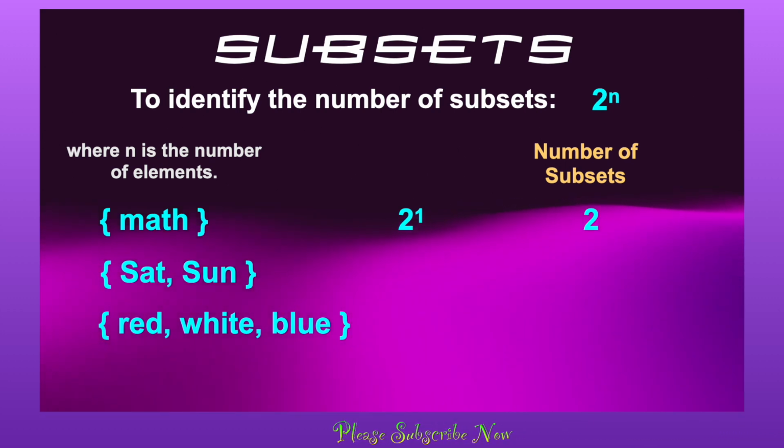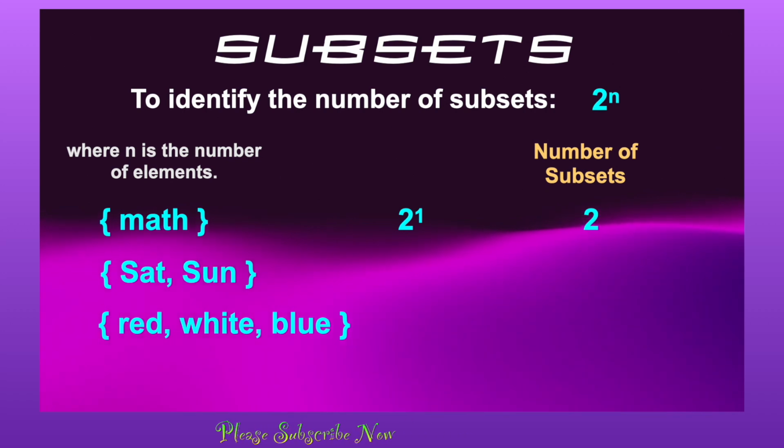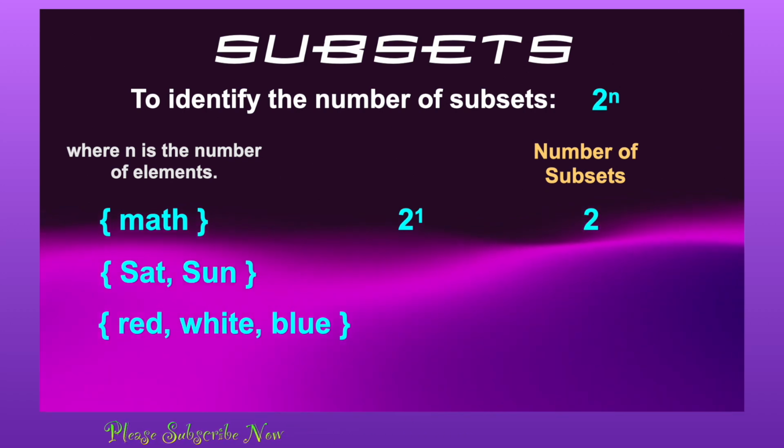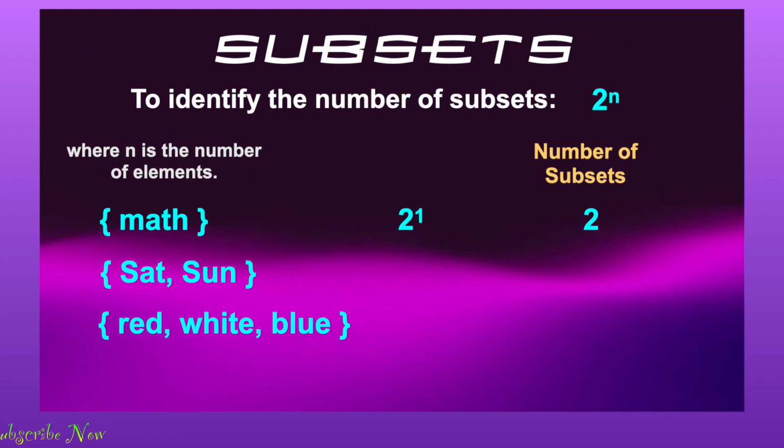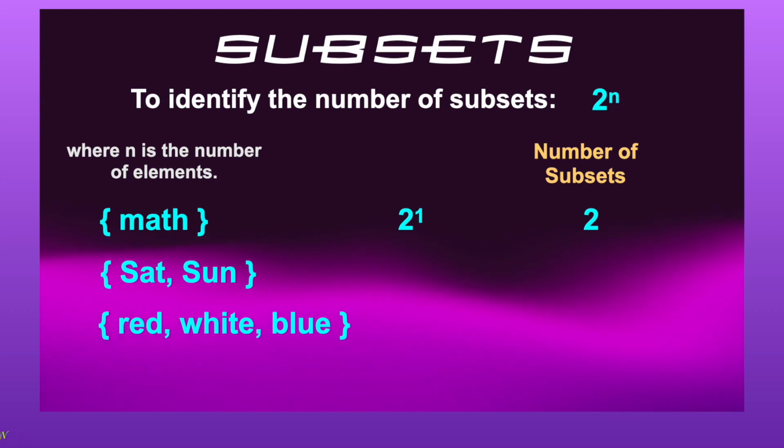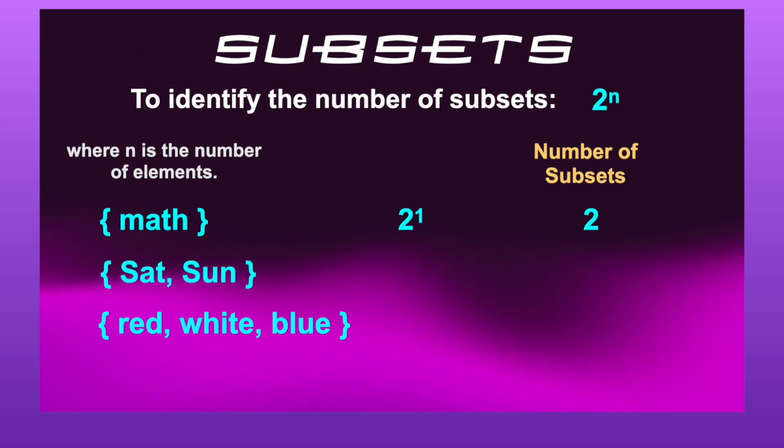Every set is a subset of itself. So yung sarili niya is subset niya. So yung math, subset niya yung math. And then yung empty set, yung second fact, empty set. So there are 2 subsets of this set.